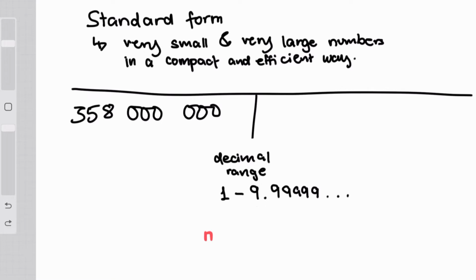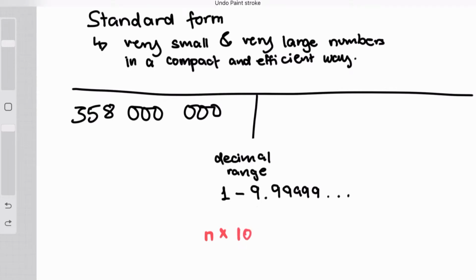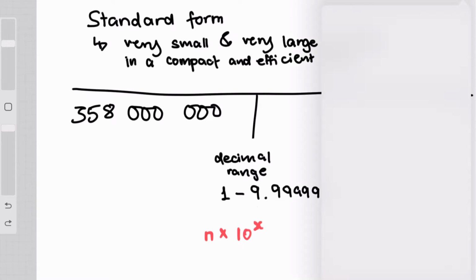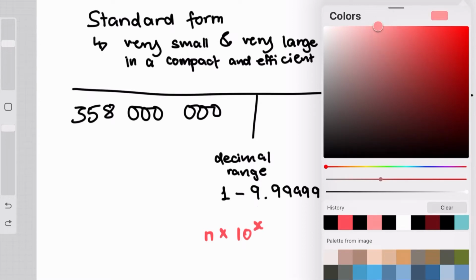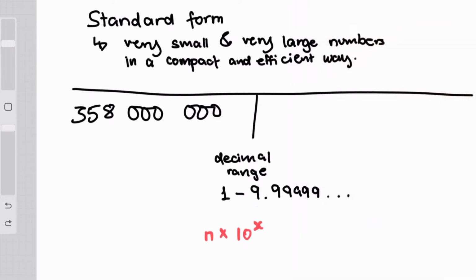So you have one number, and it's always going to be times 10 to the power of a random number, which can be negative or positive, whether the number is a small number or a big number. To do this example, we have to first identify where to place the decimal. The decimal will be placed over here. This will give us a 3.58 number.